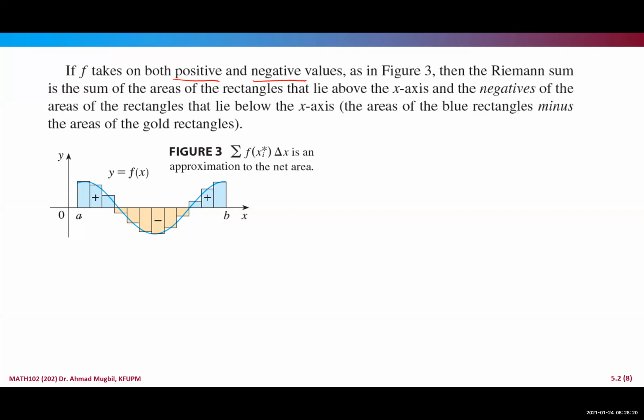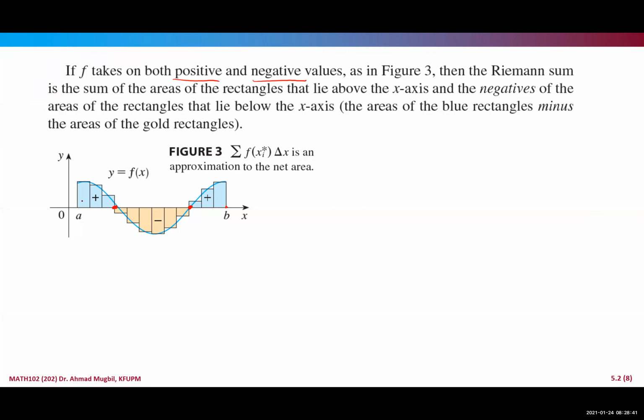So here I'm integrating from A to B. From A to here, it is positive. Then from here to here, it is negative. Then it is positive again. So in that case, the Riemann sum is the sum of the areas of the rectangles that lie above the x-axis and the negatives of the areas of the rectangles that lie below the x-axis.